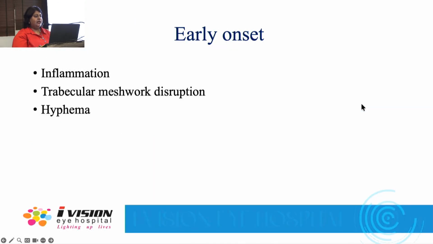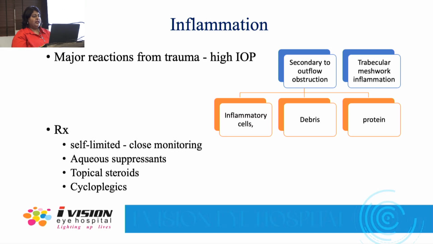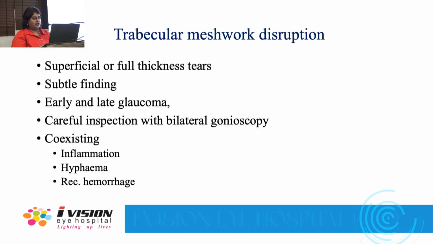In early onset, the IOP elevates because of, first, inflammation, trabecular meshwork disruption, and also hyphema. The major reaction from trauma that leads to high IOP is secondary to outflow obstruction and trabecular meshwork inflammation. This outflow obstruction can be because of inflammatory cells, debris, or protein. Usually it is self-limited. Close monitoring is required. Aqueous suppressants are given. Topical steroids and cycloplegics are required.